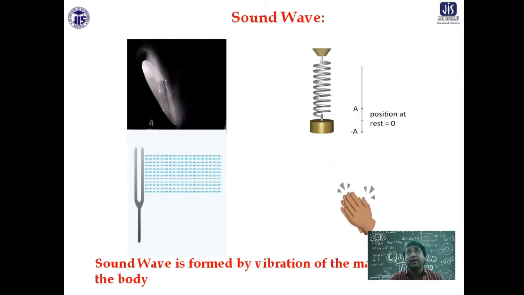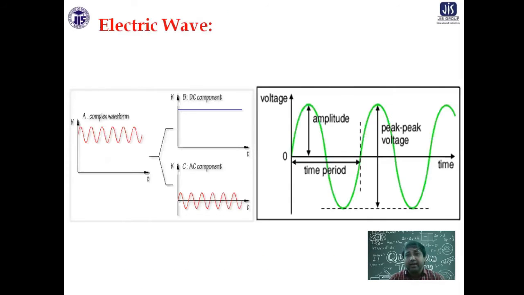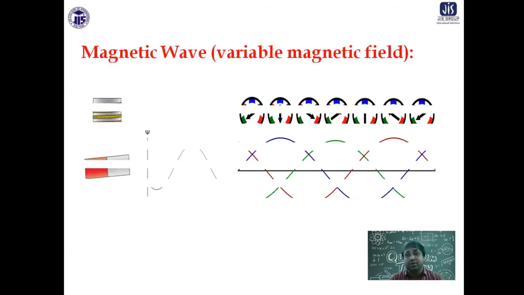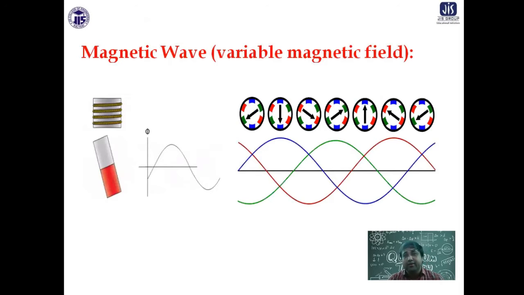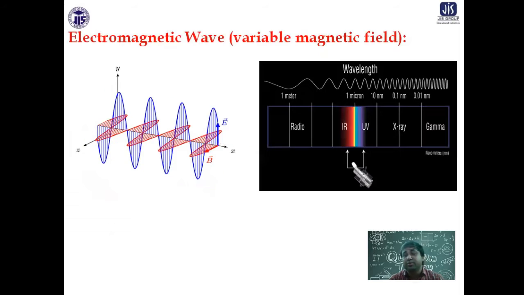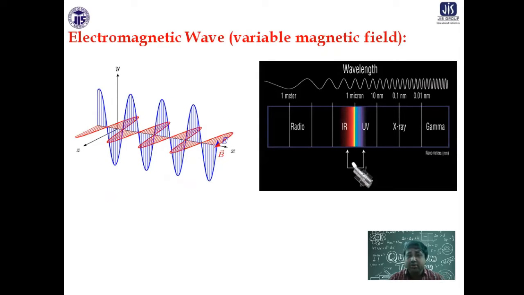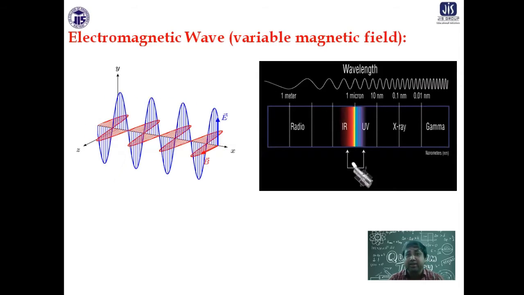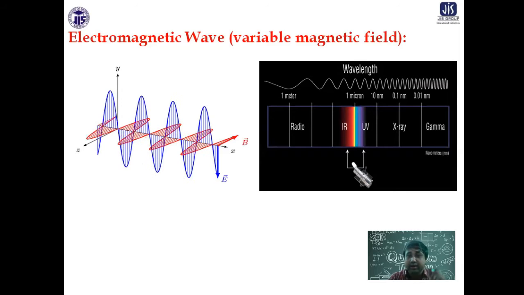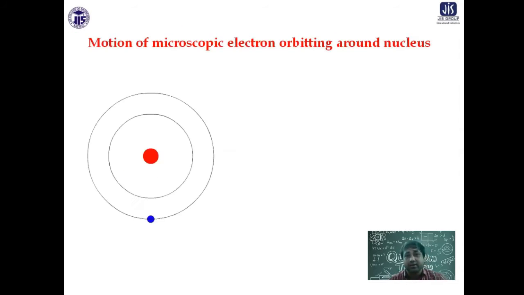Sound wave is a vibration of material particles. An AC signal is a vibration of electric field. An alternating magnetic field is a vibration of magnetic field, and electromagnetic waves, the light waves, are the vibration of both electric and magnetic field. So physically meaningful entities vary to make the waves. Now to make this new kind of wave, the variable is a mathematical entity, the probability.